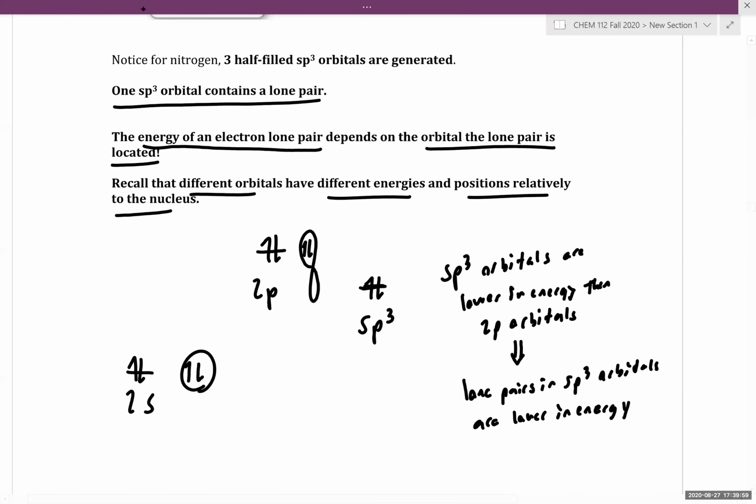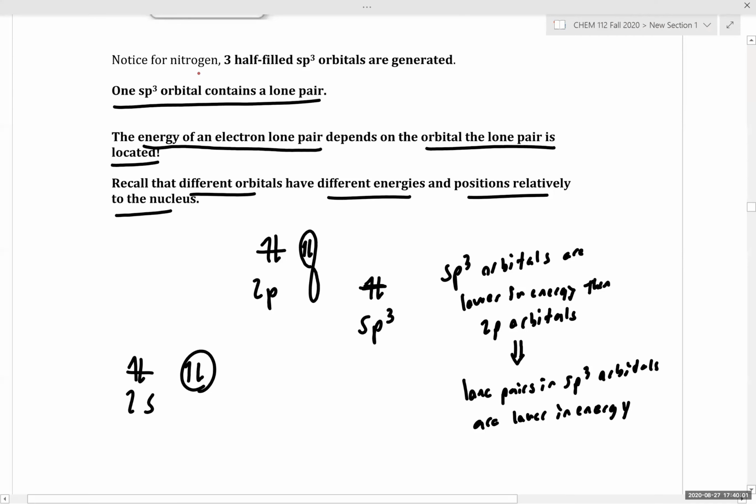And just like when I told you that when you see the word hybridization sp3, I wanted you to think relatively high energy, likewise, lone pairs in sp3 orbitals are relatively high in energy.